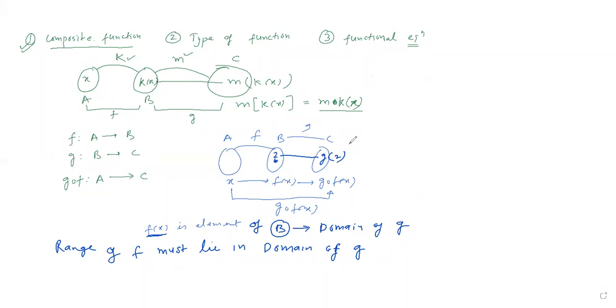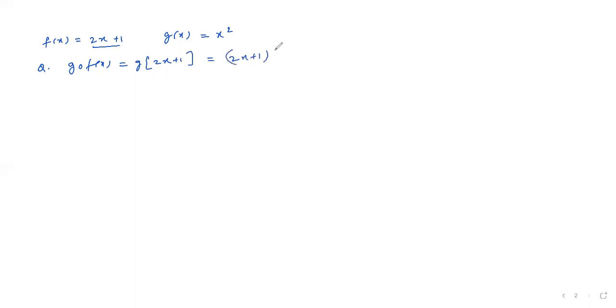This is the fundamental part, guys, which is actually very easy. This content is very easy, but you should understand it to solve the questions. If you have been given f of x equals 2x plus 1 and g of x equals x square, the question is, what is g of f of x? Then it will be g of f of x. What is f of x? 2x plus 1. So that will be 2x plus 1, the whole square.